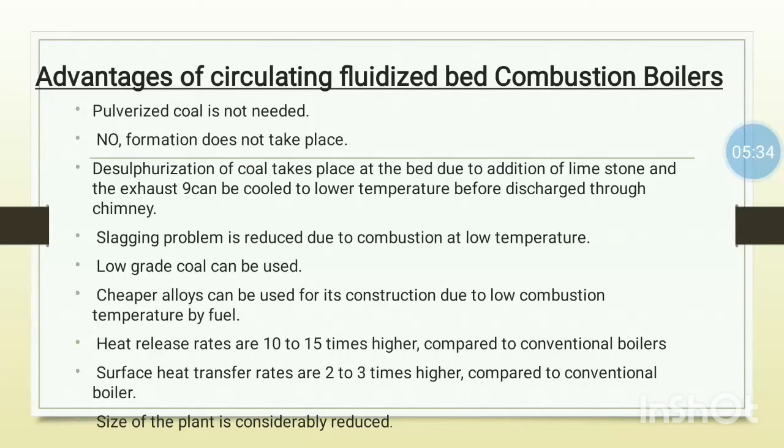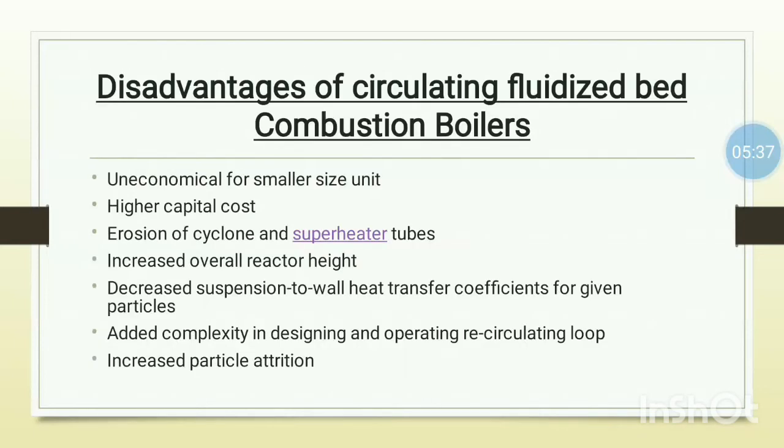With the advantages, some disadvantages are also situated with this circulating fluidized bed combustion boiler. The first disadvantage is that it is uneconomical for smaller size units. We cannot use this boiler for higher units. We have to use it for a very small unit. When we are using it for a small unit, it becomes a problem that it is uneconomical.